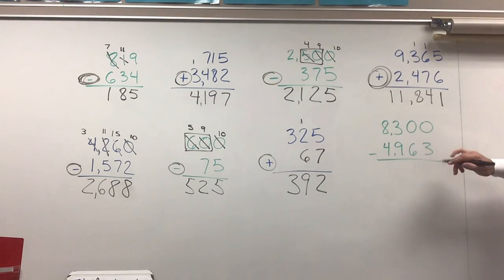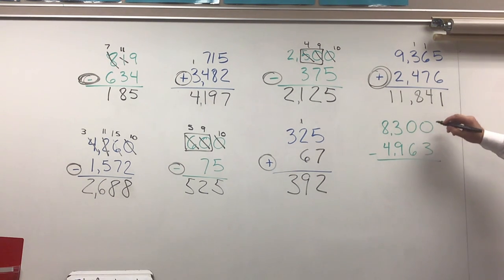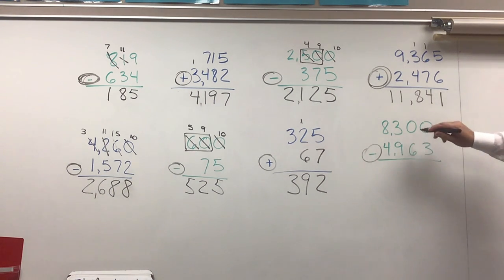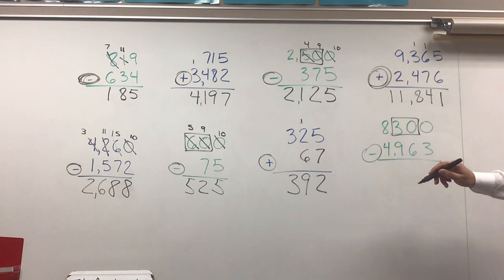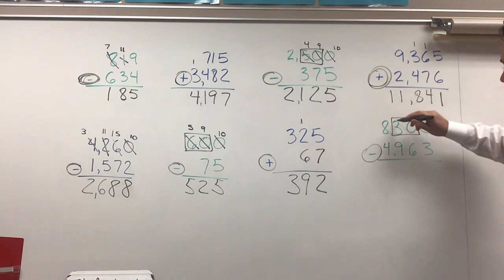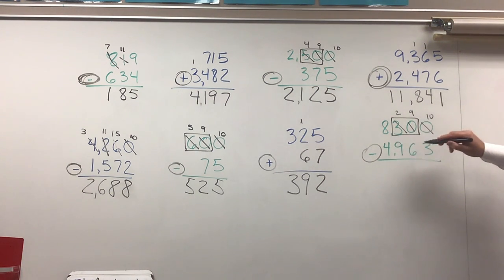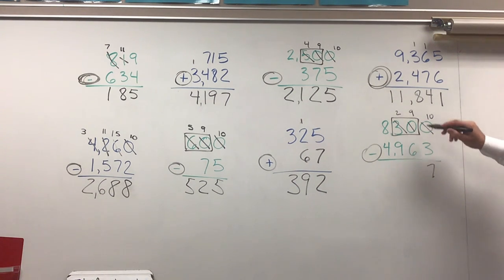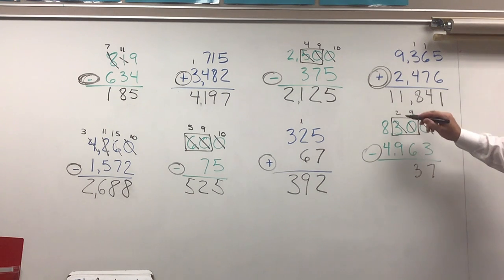0 take away 3. 3, right? And don't fall for that. There's nothing there. We got to regroup. I know I'm subtracting. Hey, I have 2 zeros, so I'm actually going to box out this 30, take 1 away and make it a 29. I'm bringing 10 over, and I have 10 here. 10 take away 3 is 7. 9 take away 6 is 3.